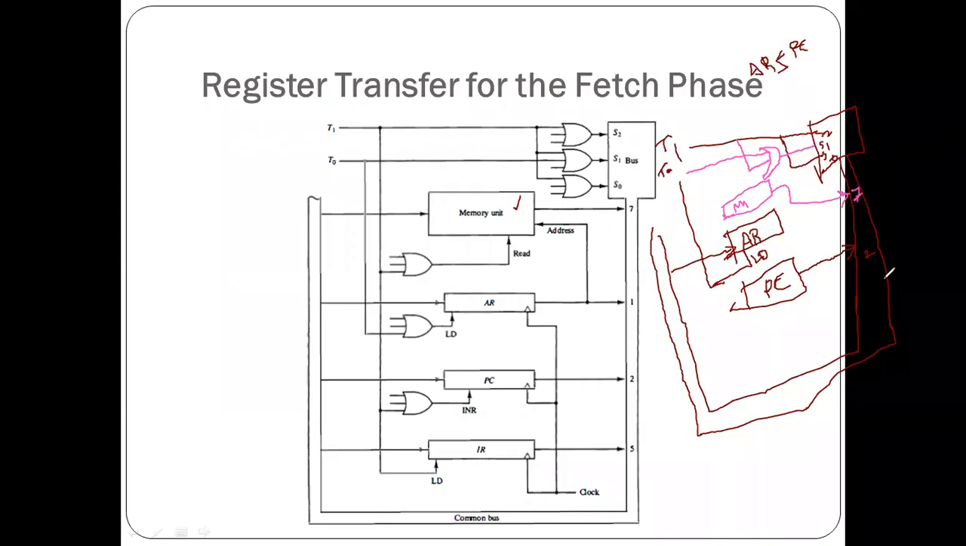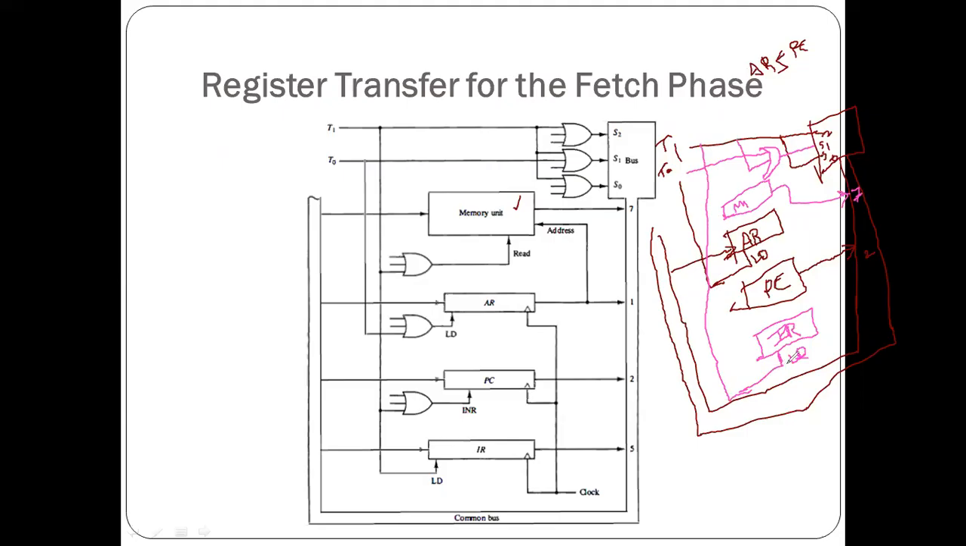Okay, and this 16-bit information has to be accepted by your IR, the instruction register, because the 16 bits belong to the instruction code. So now the load control signal of this IR has to be activated. During which time interval? T1 sequence, right? So at T1 time, the load control of this has to be connected.